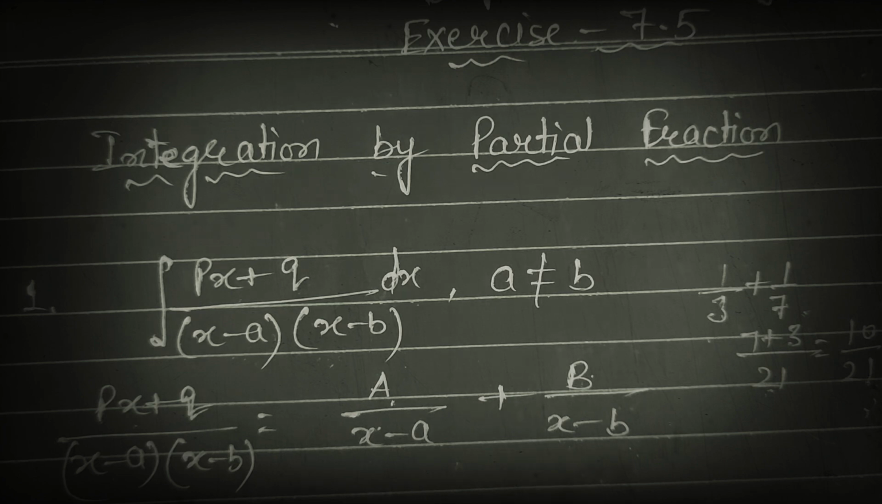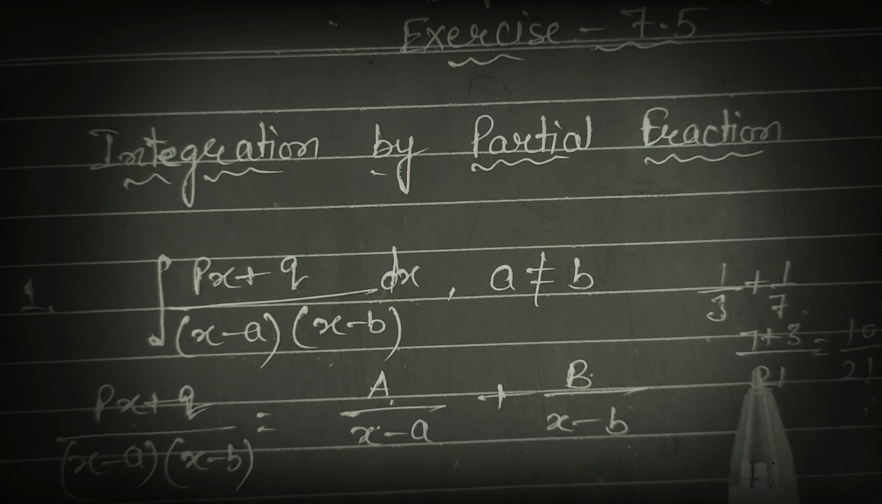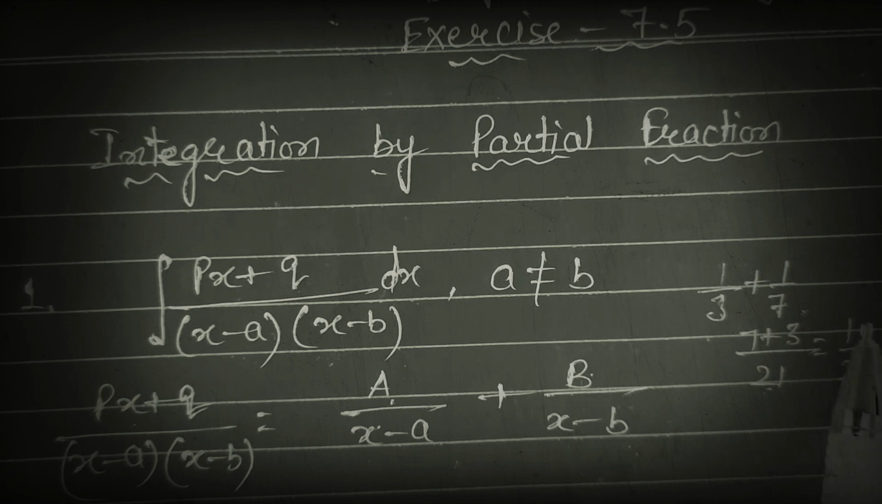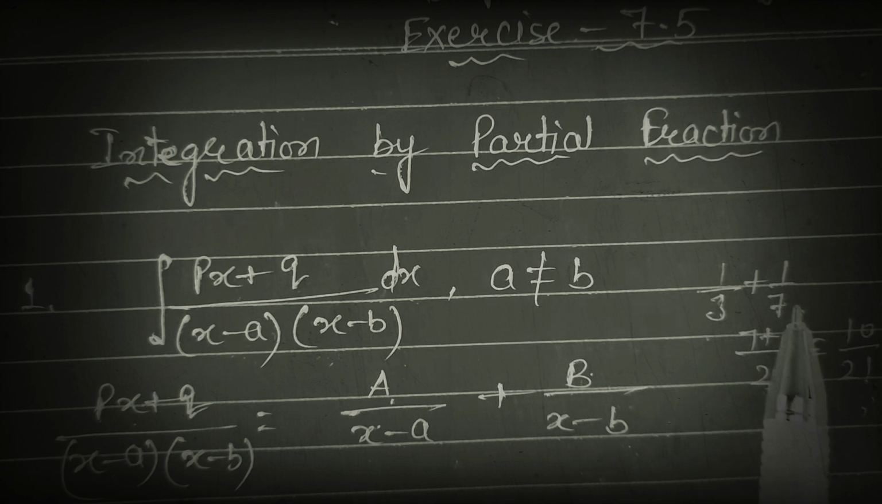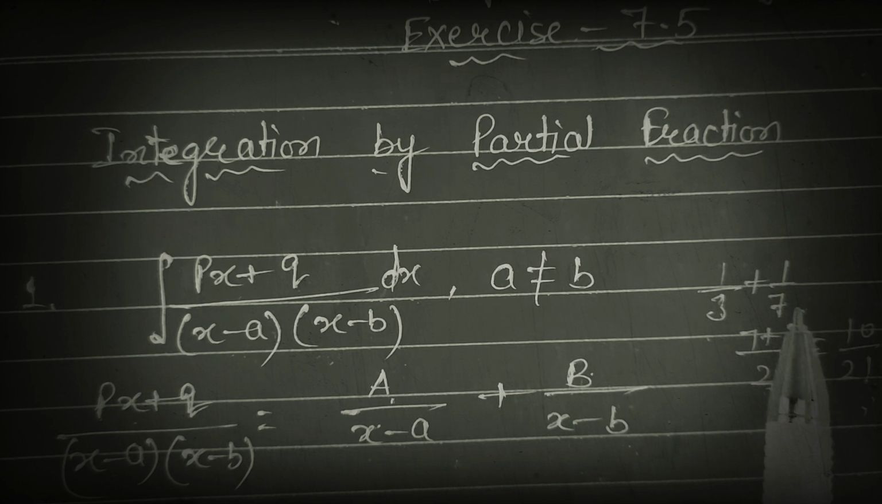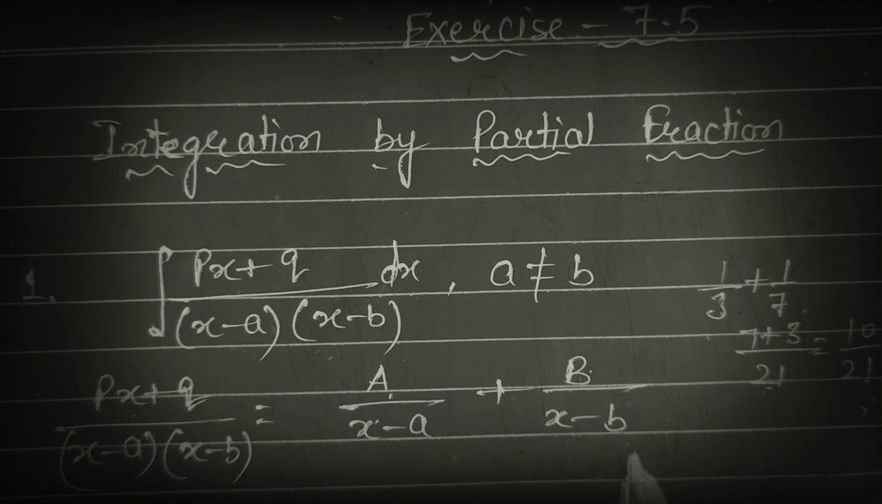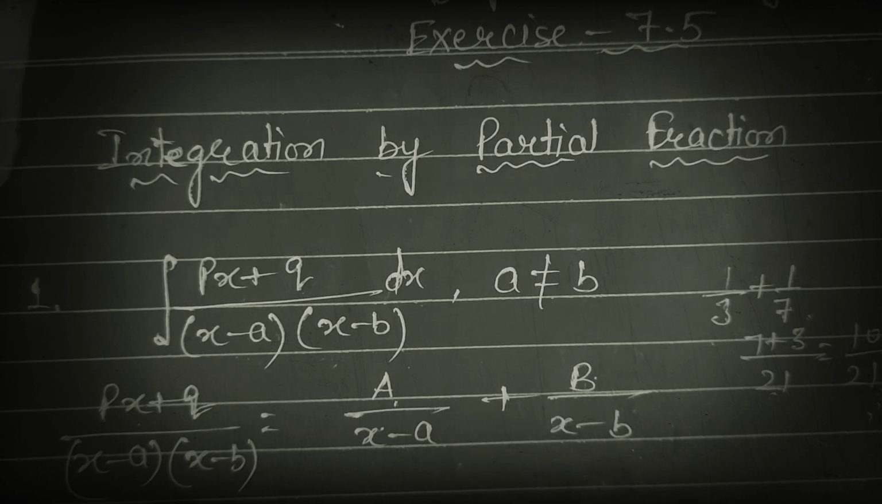So what is the meaning of parts of fractions? Suppose 1 upon 3 plus 1 upon 7. After taking LCM and solving, we can write it as 10 upon 21. And if we factor 10 upon 21, we can write it as 1 upon 3 plus 1 upon 7. We can split it and make it in the form of two parts. Same here, we can make the parts. Clear? So look at the very first question related to this type.